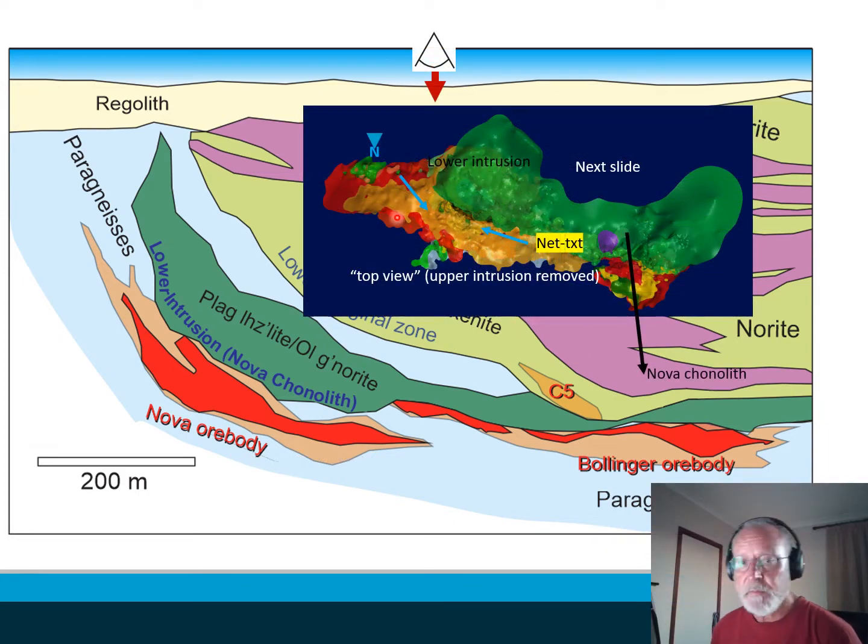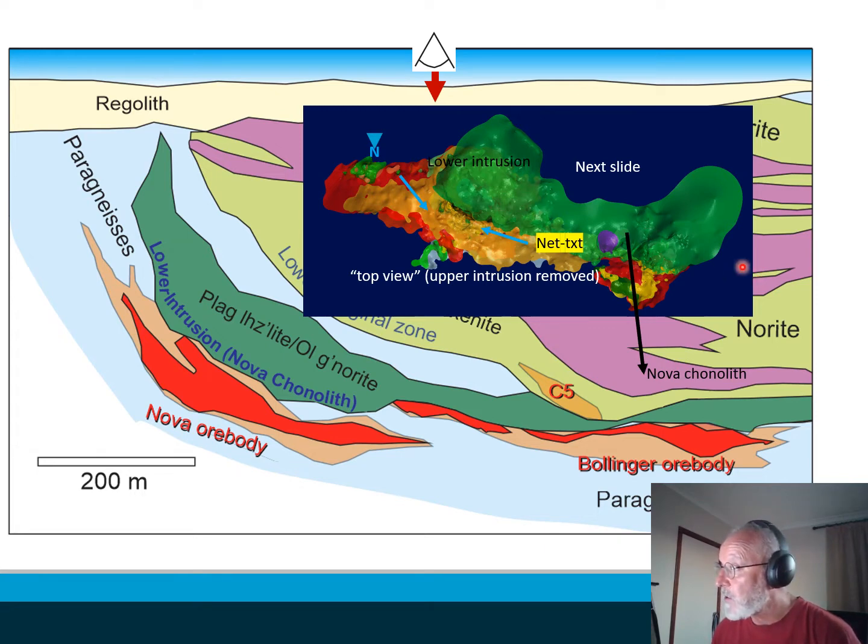So now this is a Leapfrog model. This is a 3D image, looking down on top of the lower intrusion with the upper intrusion removed. The lower intrusion is shown here in this green color. The red and orange colors are massive and semi-massive ores, and as you can see, they extend well beyond the margin of the intrusion. So that's the top view.